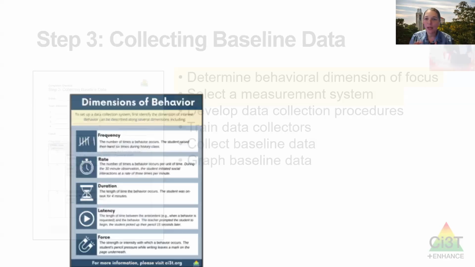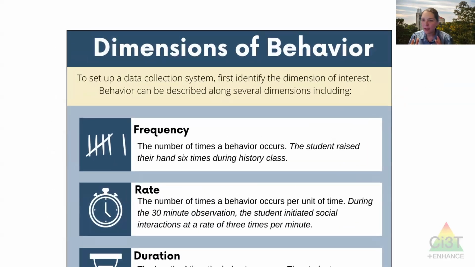So first up, behavioral dimensions. When you think about your behavior, you want to think about what dimension, or what part of that behavior, we really want to focus on. So first up, you might consider frequency. And that's just how many times the behavior occurs. So if you're thinking about tantruming, this would just be how many tantrums happen. 12 a day, 1 a day, 17 in an hour. Well, that would be rate actually, but 17 in a day, that would just be frequency. How many times does this happen?